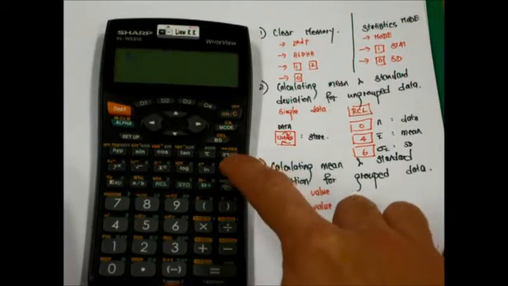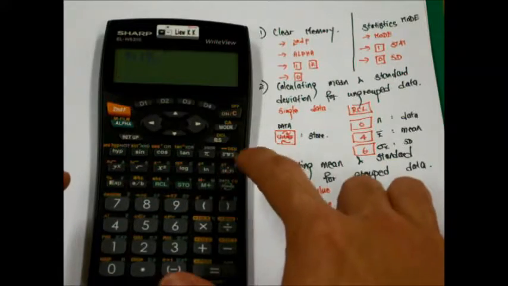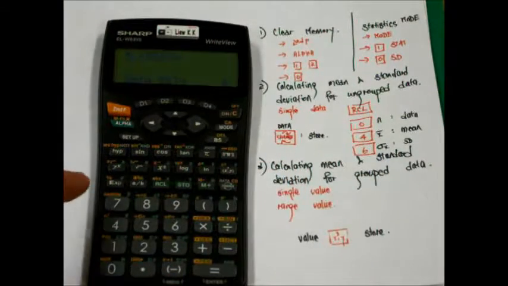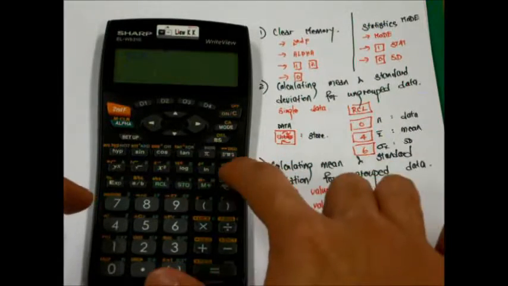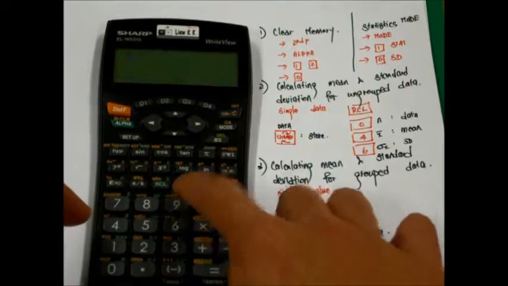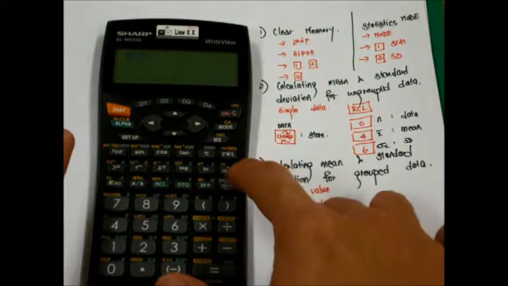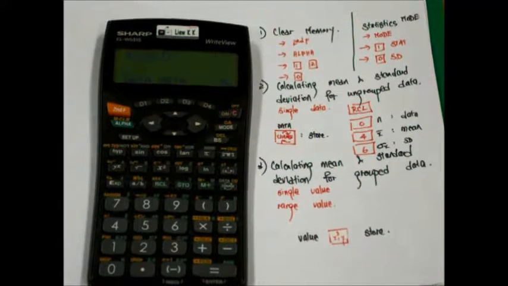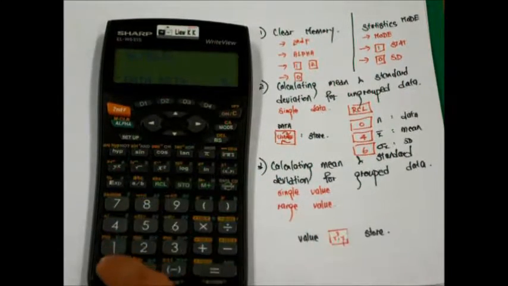5, comma, 15. Stop. 7, comma, 9. Stop. Last but not least, 9, comma, 7. Stop. The most important thing is to check you have actually entered 60 data set. So recall n, which is 60, and there are 60 people.